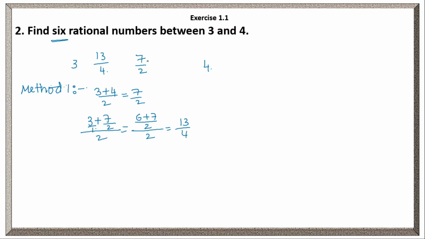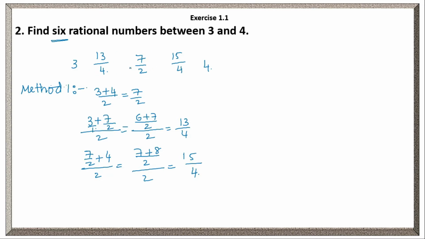Clear? Now one more rational number we will find in between 7 by 2 and 4. So take the average of 7 by 2 and 4 by 2. What is the LCM? 2. 7 plus 2 fours are 8 by 2. It will become 7 plus 8 is 15. 15 by 4 is in between 7 by 2 and 4. Now we got 3 rational numbers.